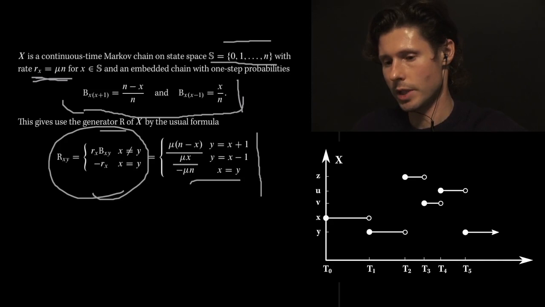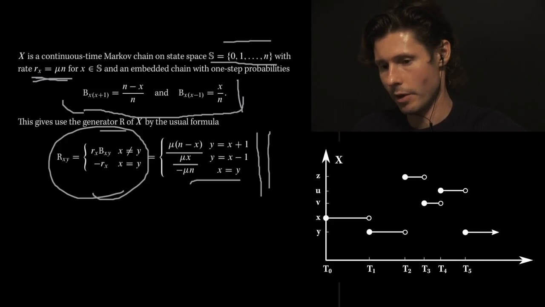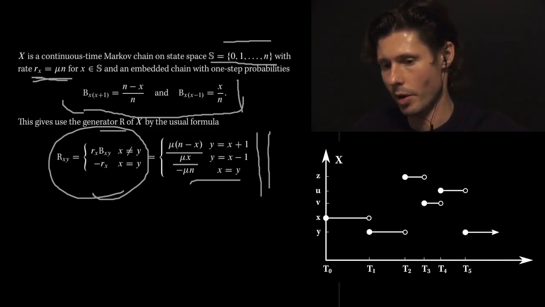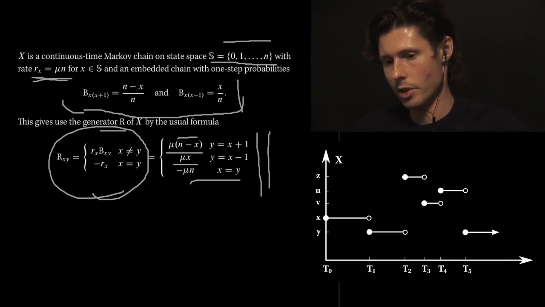So you can almost see, almost feel an interpretation for this and how it makes sense. If there are a lot of particles on the right, then there's going to be a lot of pressure for them to move over to the left. And then conversely, if there are a lot of particles on the left, if n minus x is large, then there's going to be a large rate pushing them over to the right chamber.